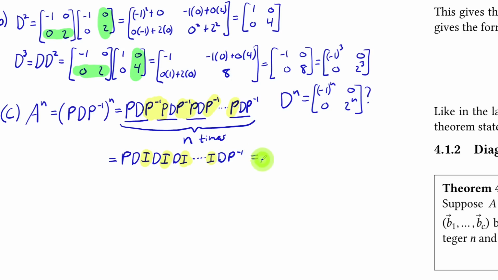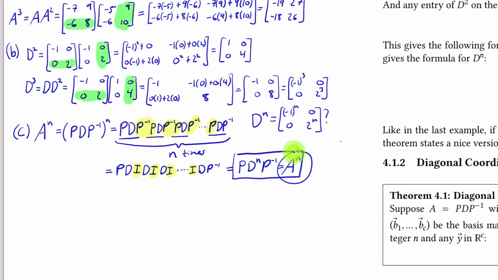So this just gives you p times d to the power n times p inverse, and that is a nicer formula for a to the power n. And that is much easier to calculate, even for a computer, when the matrix A is big, or when you want to calculate a big power of it, when the n is big as well.